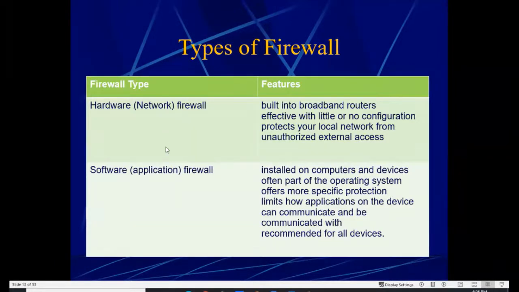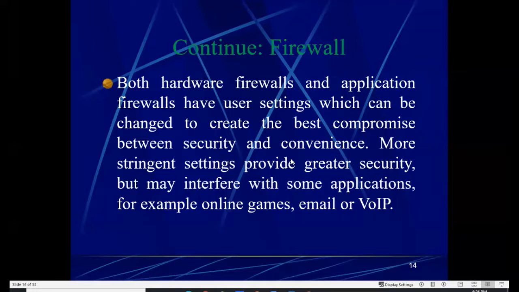So again, talk about hardware and then the software. Hardware is built into your routers, for example, if you have a router at home. And the software is installed on a computer, and is often part of the operating system. So if you have a Windows machine, for example, it has a firewall built in.